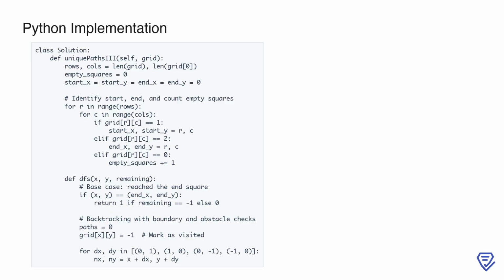After identifying the grid's key features, we define a helper function DFS for depth first search. This function will explore all possible paths recursively. The base case checks if we've reached the ending square. If the remaining squares to visit is exactly -1, it means we've covered all required squares, so we return 1 to count this as a valid path. Otherwise, we return 0. Before exploring further, we mark the current square as visited by setting its value to -1 to avoid revisiting it during the same search path.